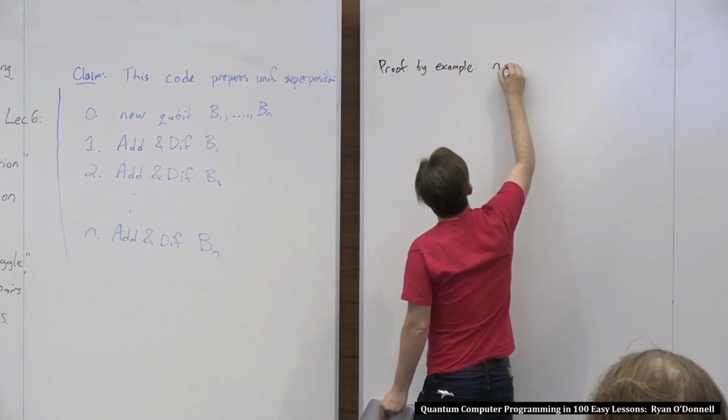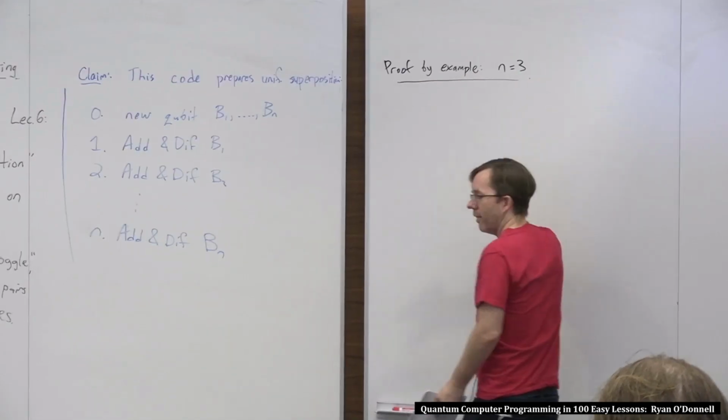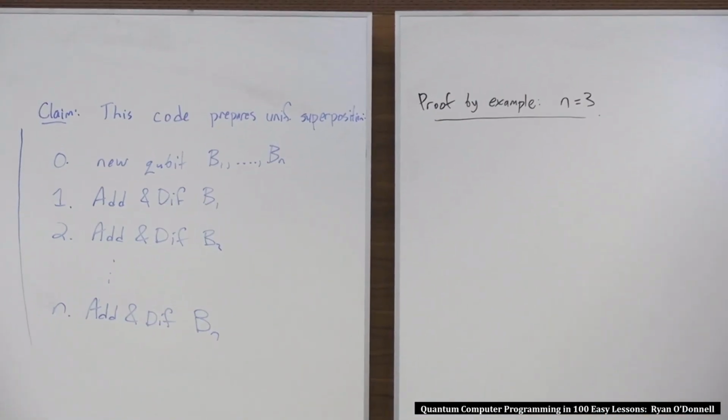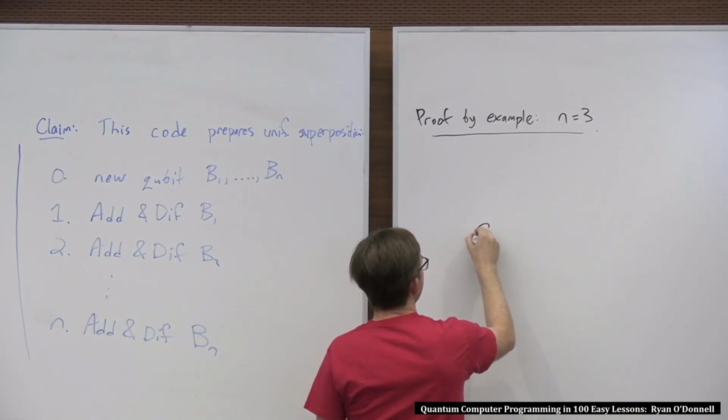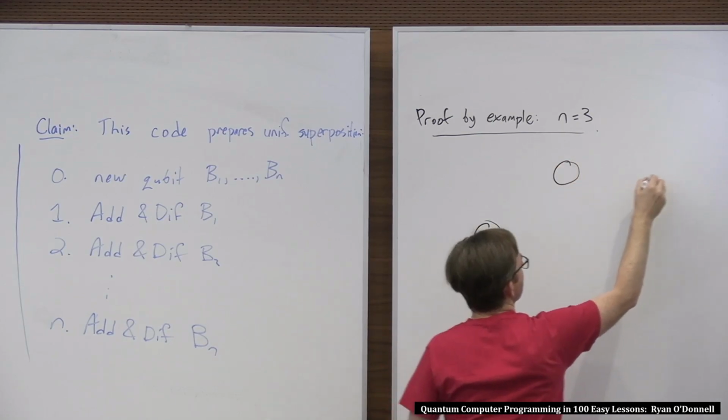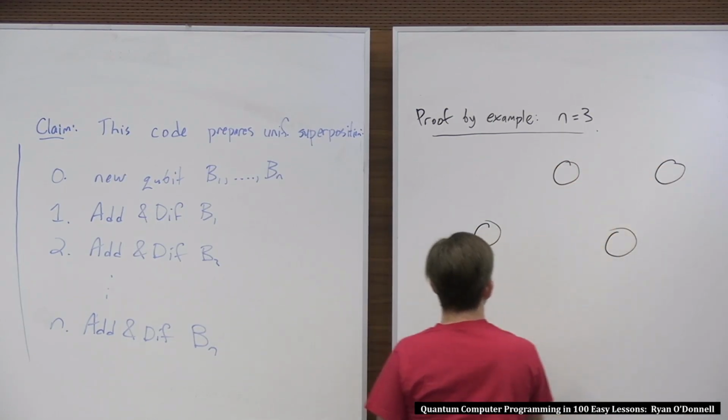We'll do it in the case that n is 3, because that's easy to draw. Now I have to draw this crazy picture again, because I want to depict a state of 3 qubits, which has 8 amplitudes. So bear with me as I try to draw this.